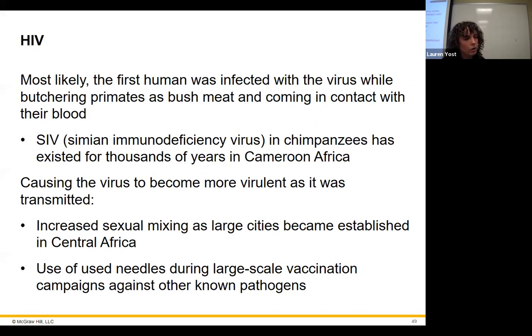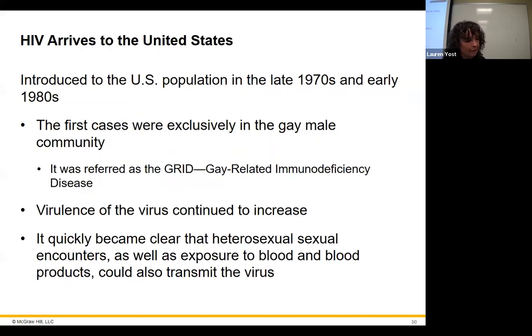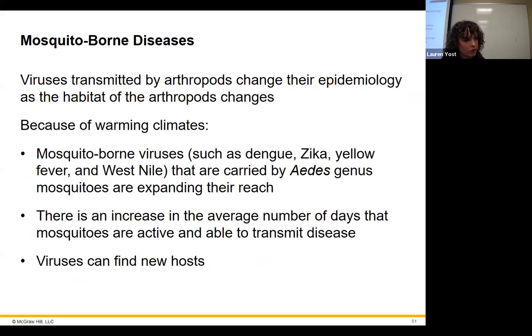HIV, we already know, likely came from simian immunodeficiency virus. They're almost exactly the same. Which seem to have originated in Africa. We think from butchering primates. It's why we have Ebola as well. It's a similar concept. That's what they say. It came to the U.S. as GRID, which is gay-related immunodeficiency, because that's what they found at first. And of course, now they have learned better.